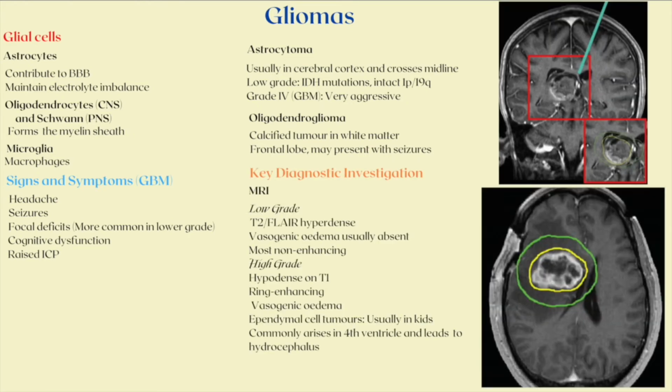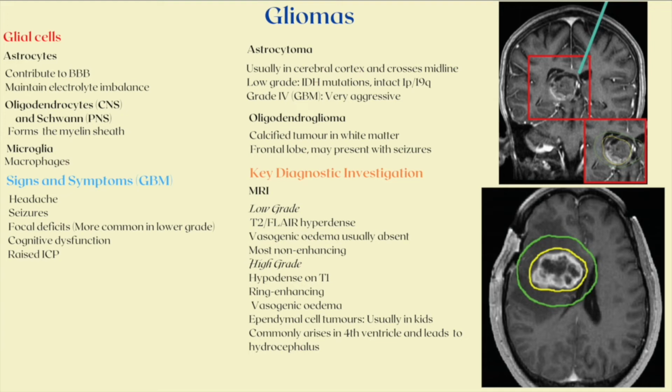symptoms. In terms of investigations, it is important to check for metastases with the normal workup, but the key diagnostic investigation is brain MRI. Low-grade astrocytomas are T2 FLAIR hyperintense, and vasogenic edema is usually absent. Most are non-enhancing and are common in the cerebral cortex or thalamus in adults.